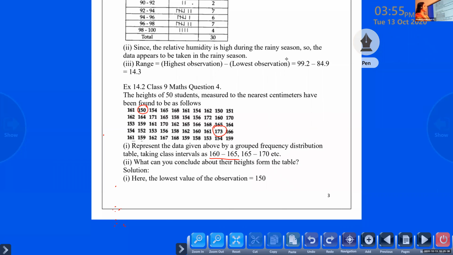Hello, shall I show the answers? This is the answer. Just check whether you got the same. Okay.